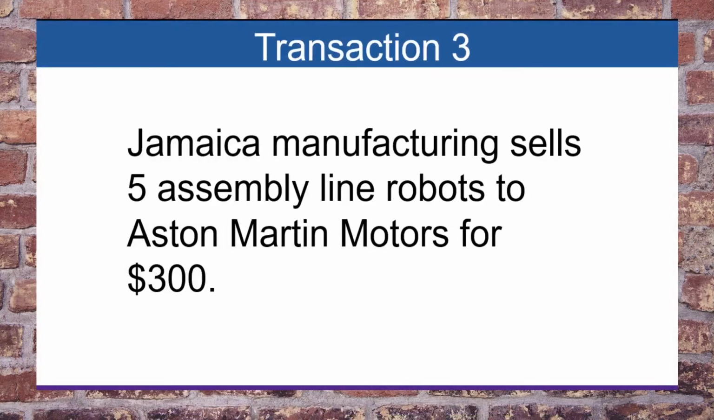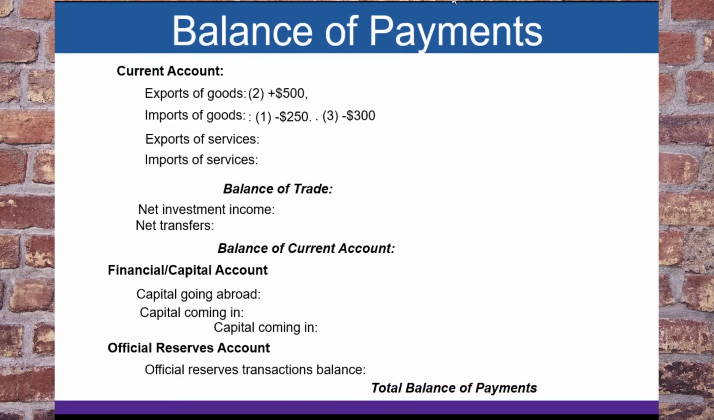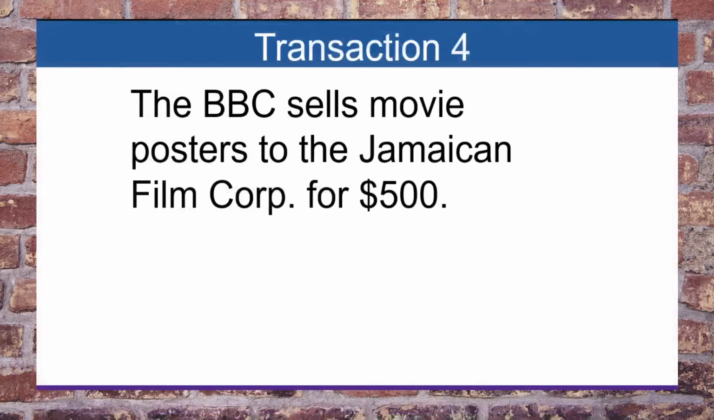Jamaica sells 5 assembly line robots to the Aston Martin Motor Company for $300. So that's a $300 import. We go back to the balance of payments and we have the negative 300. Then we go to transaction 4. The BBC sells movie posters to the Jamaican Film Company for $500.